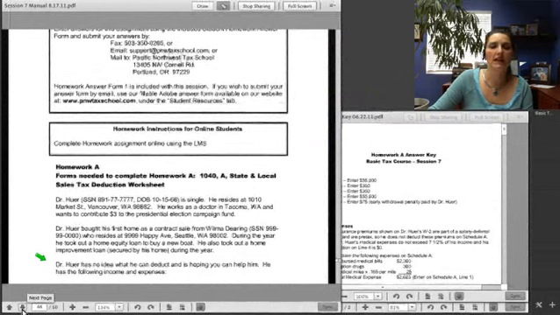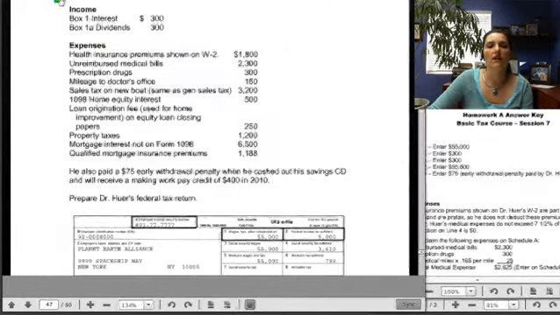He had the following income and expenses. On the income side, he had ordinary interest and ordinary dividends. And on the expense side, we have health insurance premiums shown on his W-2. Will he be able to deduct that? No, he will not, because that is already pre-tax. Unreimbursed medical bills, are they deductible? Yes, they are. Prescription drugs are. Mileage to the doctor's office, he will also be able to claim a deduction for that. Sales tax paid on the new boat at the same rate as the general sales tax, will that be deductible to him? Yes, it will be.